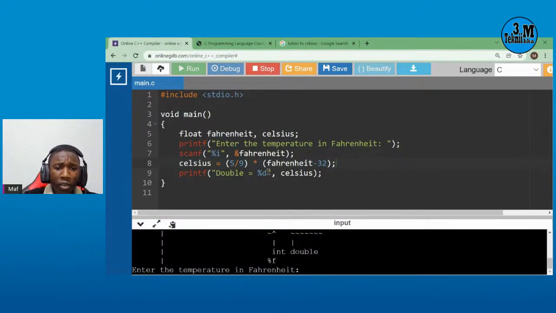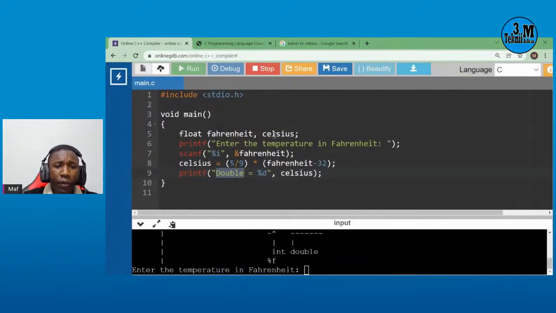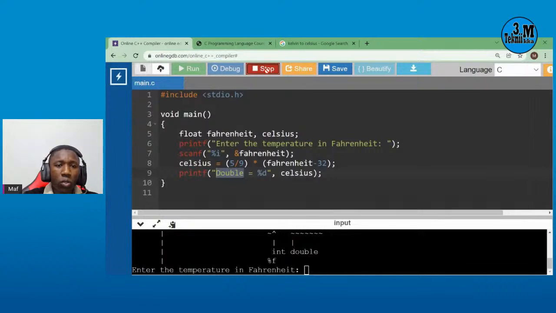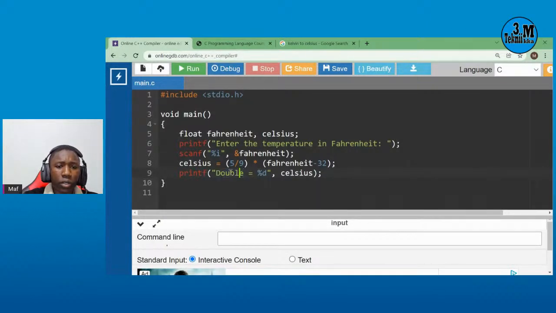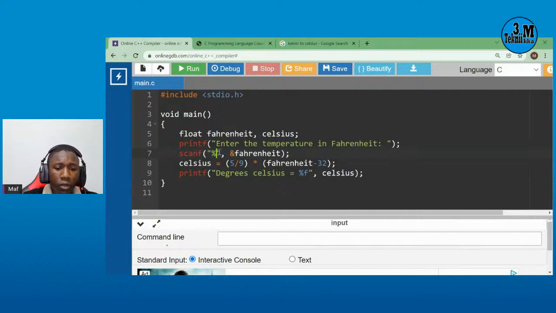Here we have a problem because we have a digit here. That's bad. This is not the double. This is the temperature. Let's call this degrees Celsius. Oh man, that's frozen. No worries. This is degrees Celsius. And this is a float, not a digit. And this is also a float, not a digit.